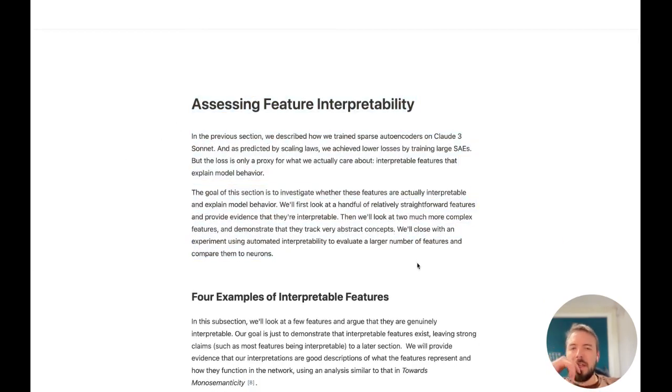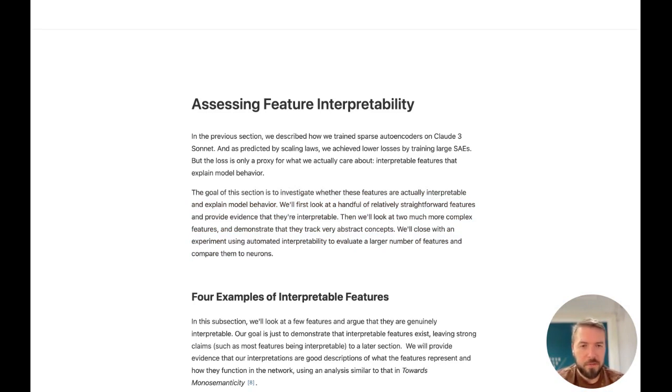Assessing feature interpretability. Let's go over this. In the previous section, we described how we trained a sparse autoencoder on Claude 3. And as predicted by scaling laws, we achieved lower losses by training larger SAEs, but the loss is only a proxy for what we really care about, which is interpretable features that explain model behavior. The goal of this section is to investigate whether these features are actually interpretable and explain model behavior.